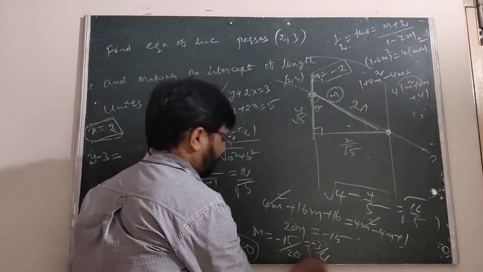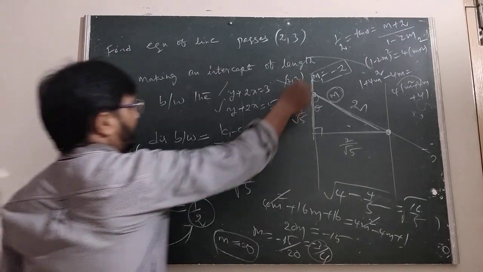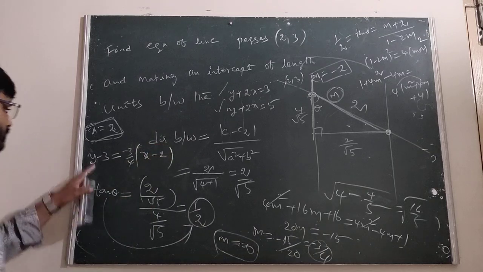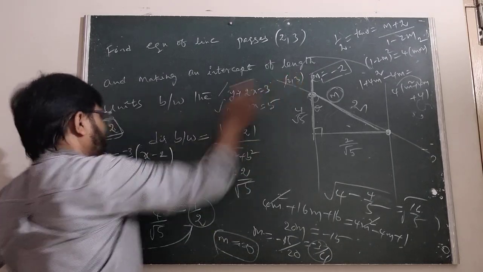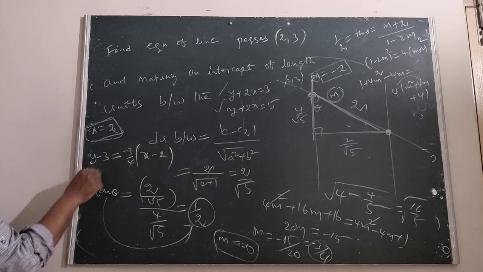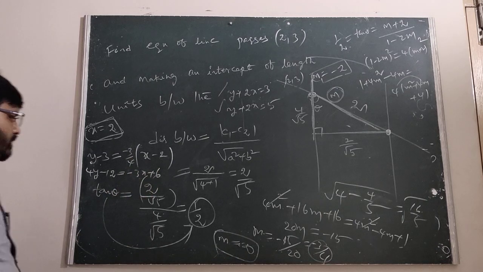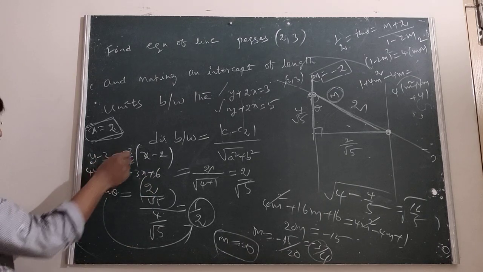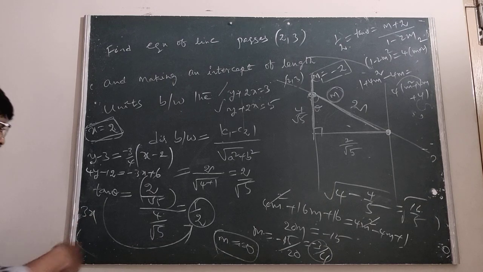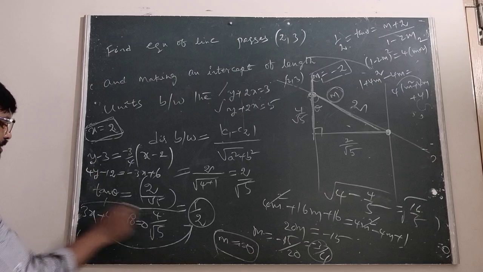Another one is where we take m equals minus 3 by 4. Therefore y minus y1, that is y minus 3, equals m into x minus x1, which is minus 3 by 4 into x minus 2. Now this is 4y minus 12 equals minus 3x plus 6. That is 3x plus 4y minus 18 equals 0.